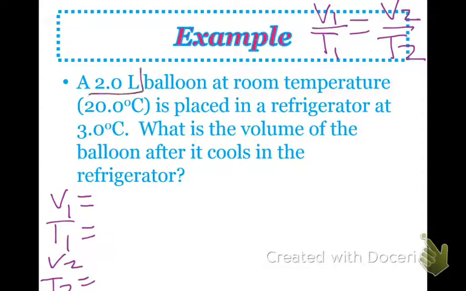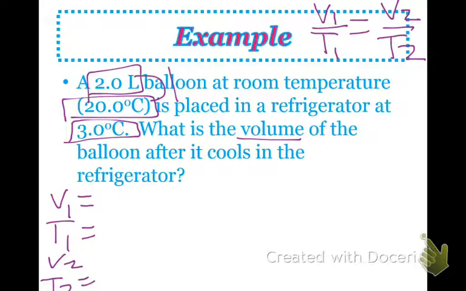A 2-liter balloon at room temperature, which is 20 degrees, is placed in a refrigerator at 3 degrees. What is the volume after it cools? So again, these two are related because they come together in the problem, so you could call that 1. Again, if you wanted to call that 2, go for it. Doesn't matter as long as you keep them consistent together in the problem.